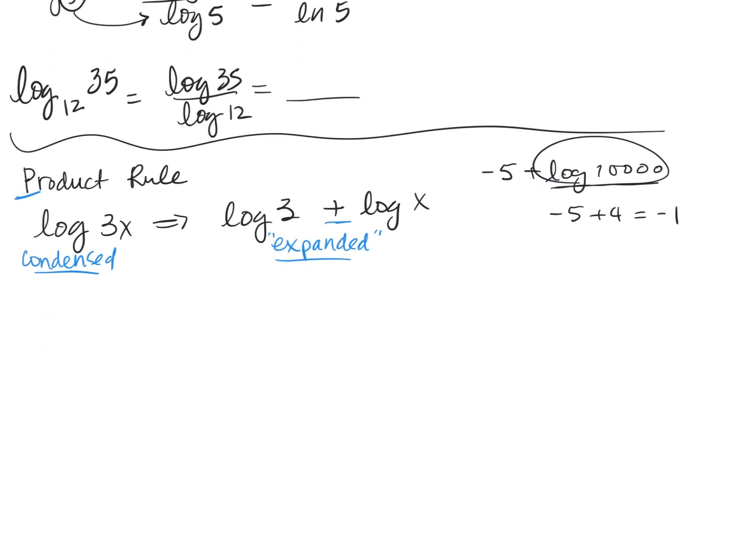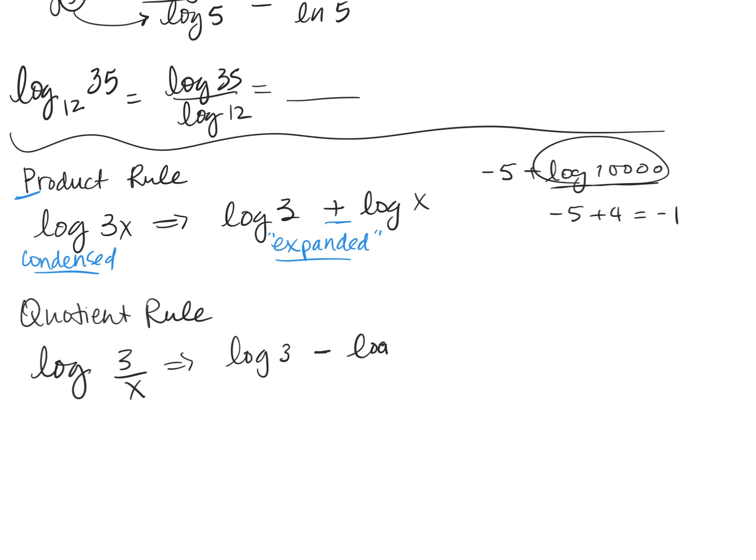The next one is called the quotient rule. What does quotient mean? Do you remember? Division-ish, something division-like, right? So logarithm of, let's just use 3 and x for fun, 3 divided by x. The quotient rule states I can do the logarithm of 3 minus the logarithm of x. So we separate with a subtraction sign when they're divided. Easy enough?